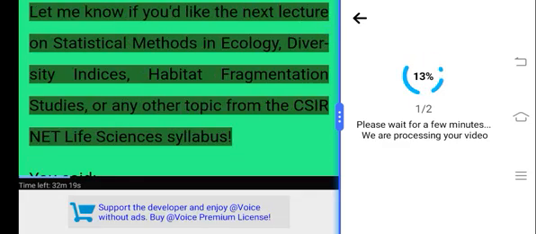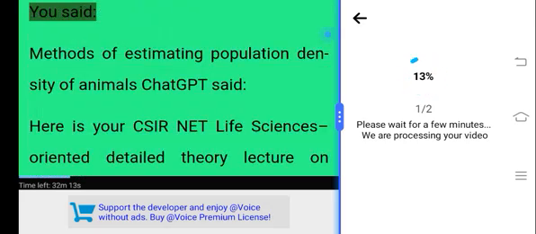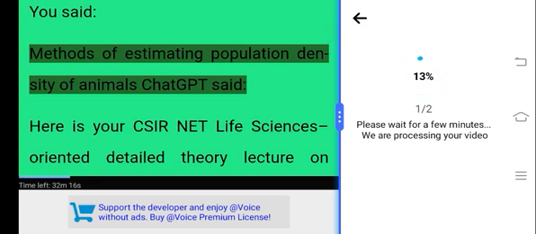Let me know if you'd like the next lecture on statistical methods in ecology, diversity indices, habitat fragmentation studies, or any other topic from the CSIR NET Life Sciences syllabus. You said: Methods of estimating population density of animals. ChatGPT said.